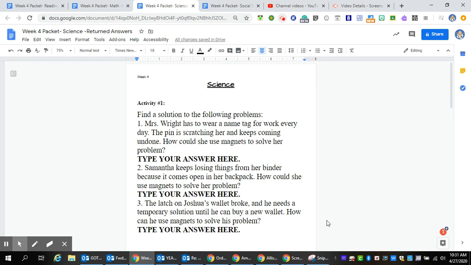All right, these are week 4 science activities. In activity 1, you're going to find solutions to each of the problems involving using magnets.